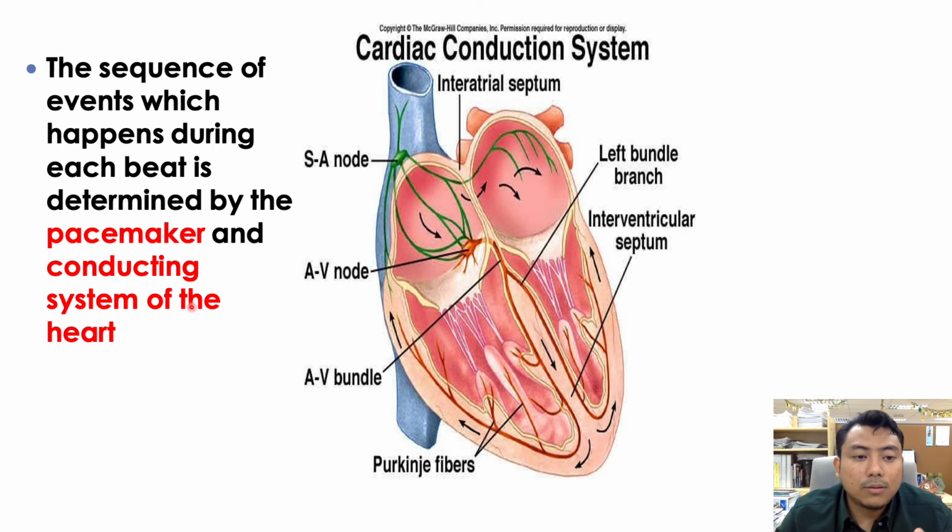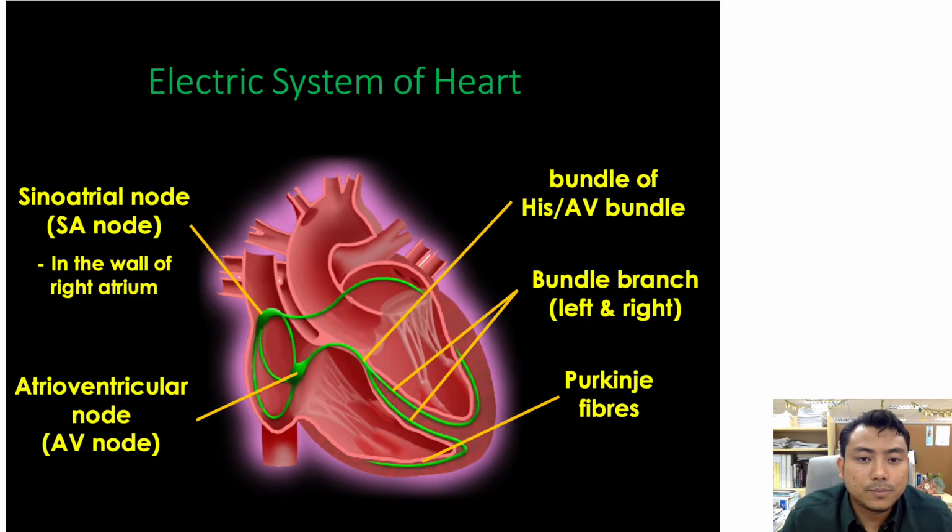So the sequence of events which happens during each beat is determined by the pacemaker tadi and conducting the system of the heart. So semuanya mesti akan bermula daripada SA node. SA node ni adalah sinoatrial node. Node ni maksudnya adalah macam satu gumpulan ataupun satu lump, a small mass. So SA node ni lah dia akan generate electrical impulse, okay, untuk bagi tahu semua masa-masa dia untuk buat apa pada selang masa yang tertentu.